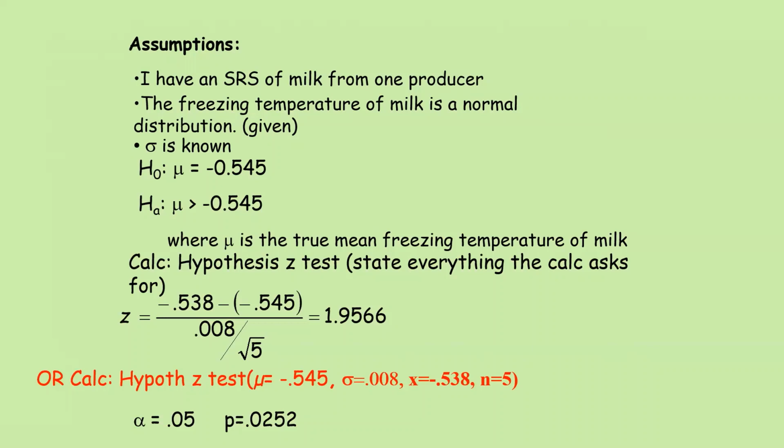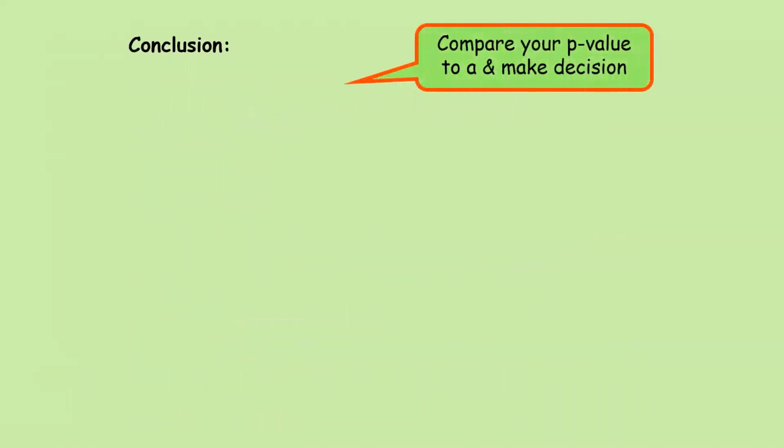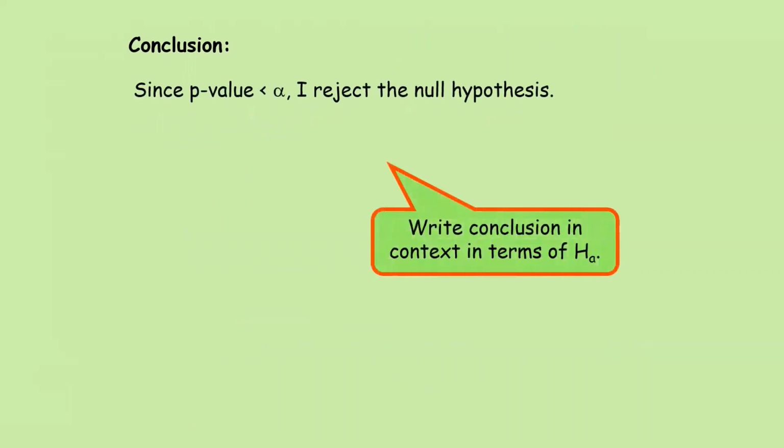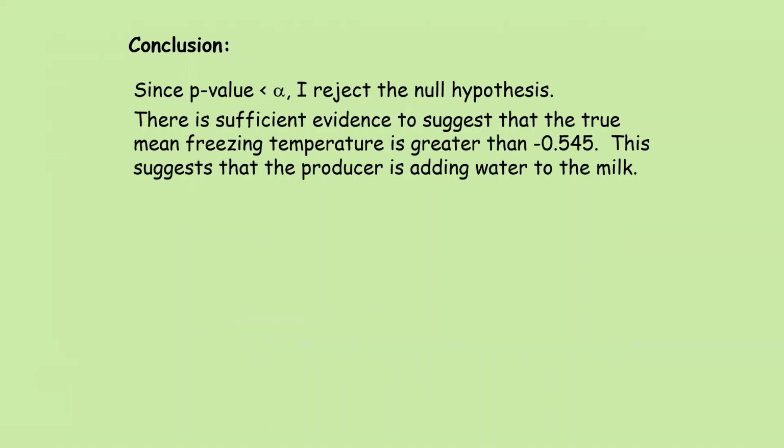So we compare that to alpha. Is p low or is p high? Well, p is low, so conclusion statement. Since p is less than alpha, I reject the null. There is sufficient evidence to suggest that the true mean freezing temp is greater than negative 0.545. So again, this suggests that the producer is adding water to the milk. Again, you don't even really need that last sentence. All you need is that final conclusion statement. We can never say that we accept. We can never say that somebody's telling the truth or not. We either reject or we fail to reject.